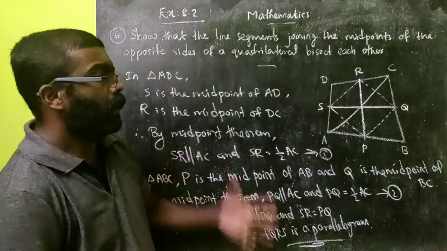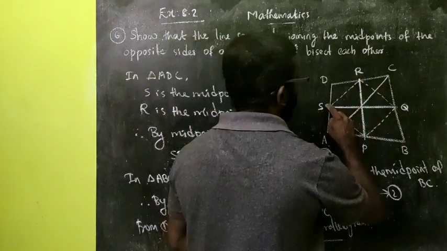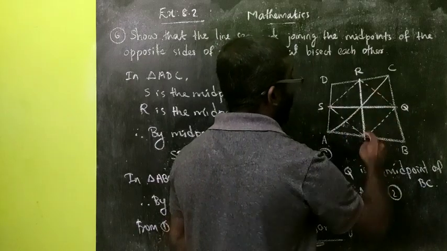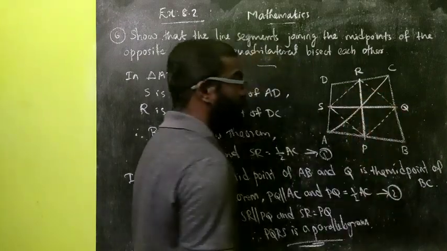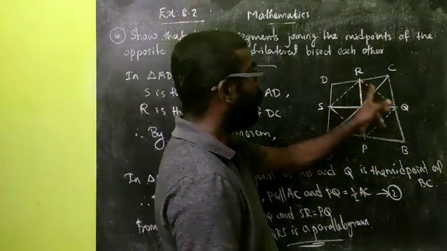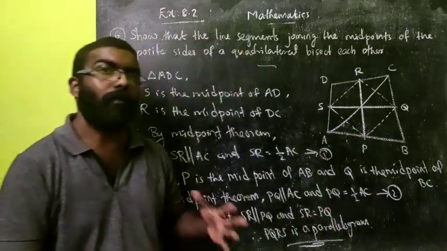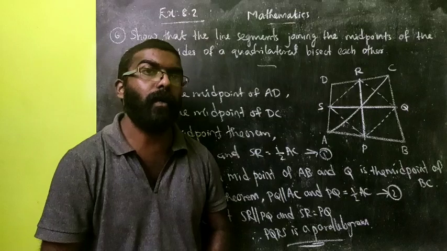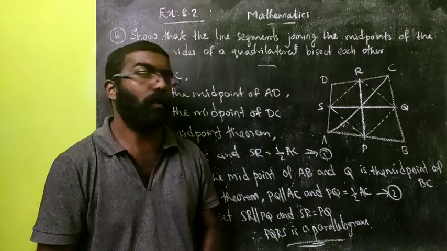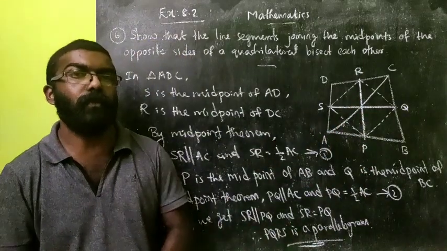Okay, and consider the line segments PR and SQ. Here PR and QS are the diagonals of this parallelogram PQRS, and we know the diagonals of a parallelogram bisect each other. So what we can conclude? PR and QS bisect each other. That we have to prove. Clear?